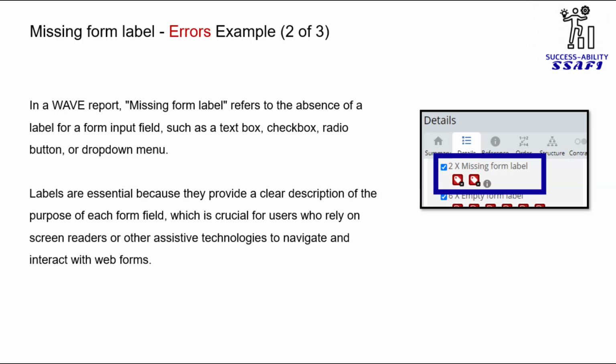Missing form label errors, example 2 of 3. In a WAVE report, missing form label refers to the absence of a label for a form input field, such as a text box, checkbox, radio button, or drop-down menu. Form labels are essential because they provide a clear description of the purpose of each form field, which is crucial for users who rely on screen readers or other assistive technologies to navigate and interact with web forms.